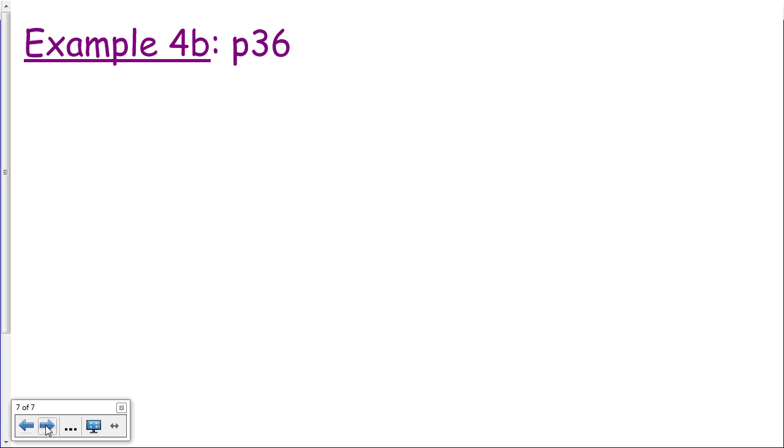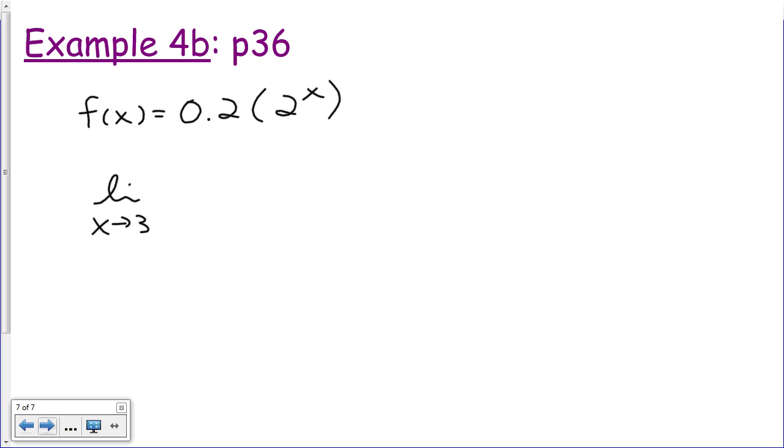It says find the limit as x goes to 3 of f of x for the function f of x equals 0.2 times 2 to the x. Let me write down our function here. f of x is equal to 0.2 times 2 to the x. And the question here is to find the limit as x approaches 3 of f of x.